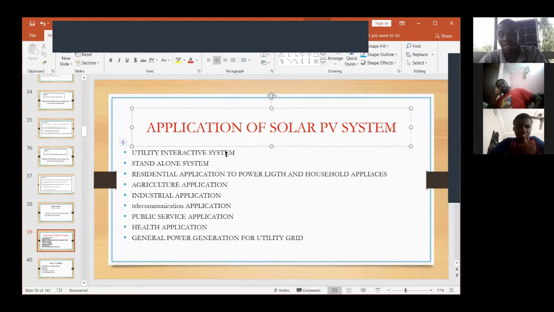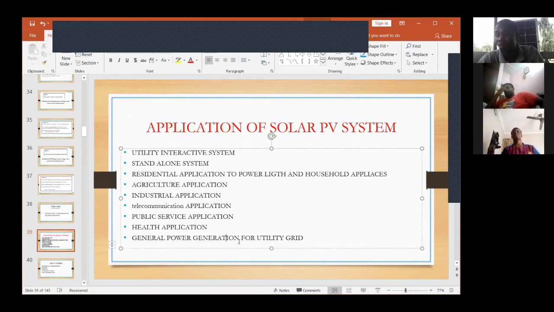So they are interacting. A standalone system is the one that you don't really need electricity. Everything that's supplying your house is pure solar. It's possible. Residential applications to power lights and household appliances, agricultural applications for irrigation, industrial applications, telecommunications. There are some masts now that have been powered using solar panels. Public services applications, health applications. Some people use solar panels to generate electricity in a very good country.